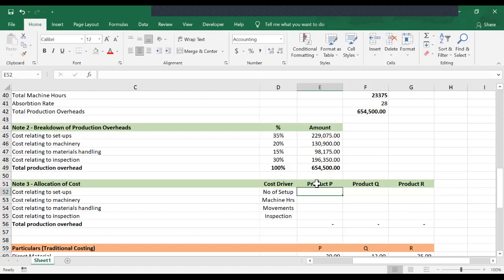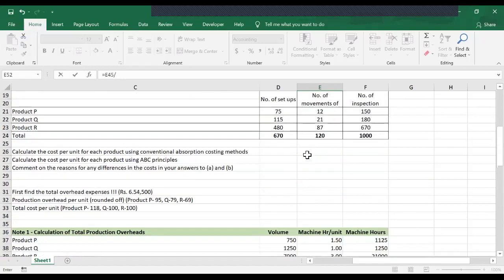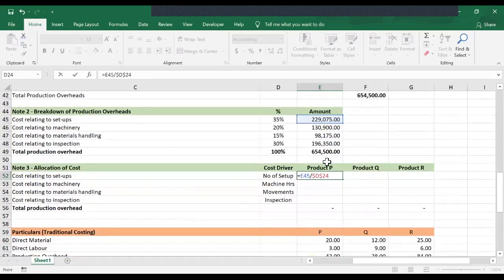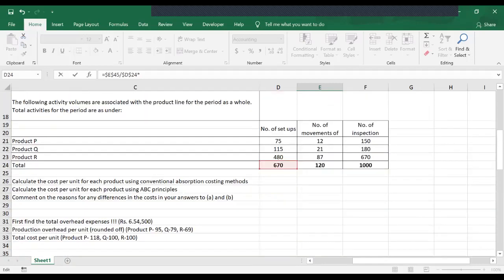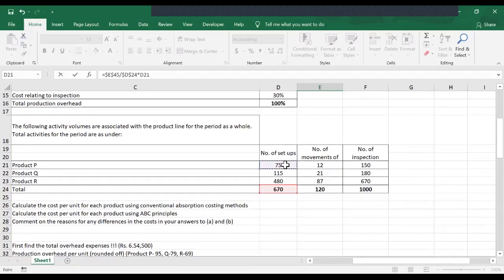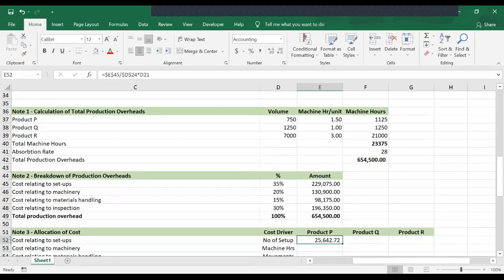So let's do that quickly. Equal to cost of setup, which is the total cost. Now I'll divide this by the total number of setups, and I'll use F4 to fix this amount. So if I put F4, this gets fixed referencing, and now I'll multiply it with the number. In fact, I should fix reference this one as well, because these are not changing. The only thing that I need to change is the number of setups. Actually this won't really work over here because I'm dragging it to the right, but anyways, I hope you get the point.